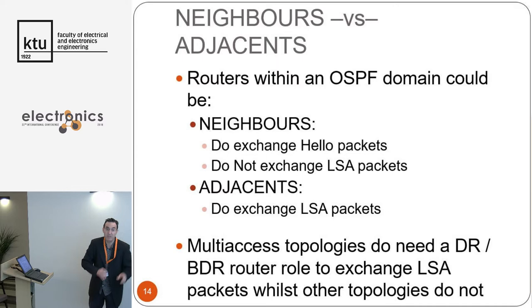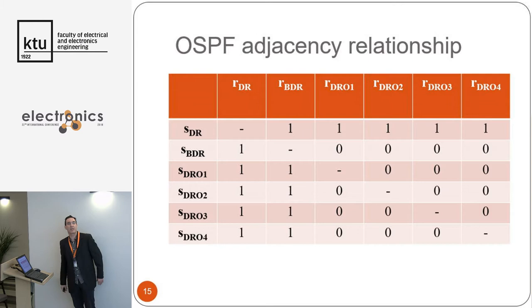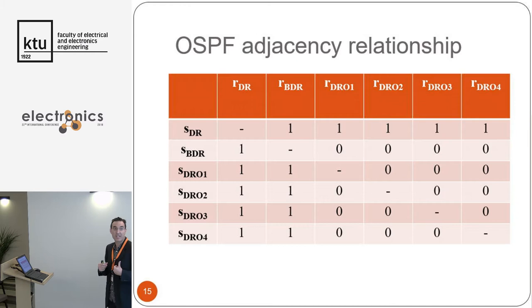So we have to model this. In order to model this, we have created this table. A DR or BDR, the role of those routers is just collecting all LSAs. Both the DR and the BDR collect the LSAs, but only the DR retransmits the LSAs to all of the neighbors. The role of the BDR is just being a backup solution in case the DR is gone.